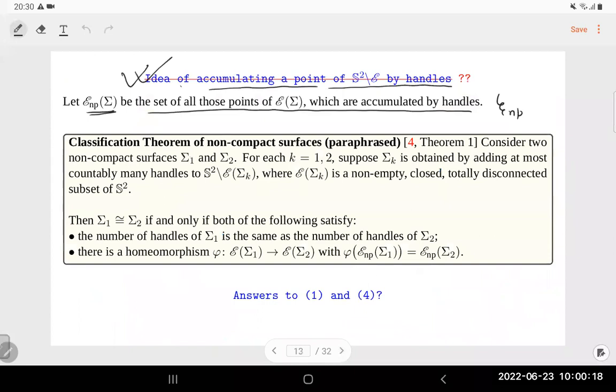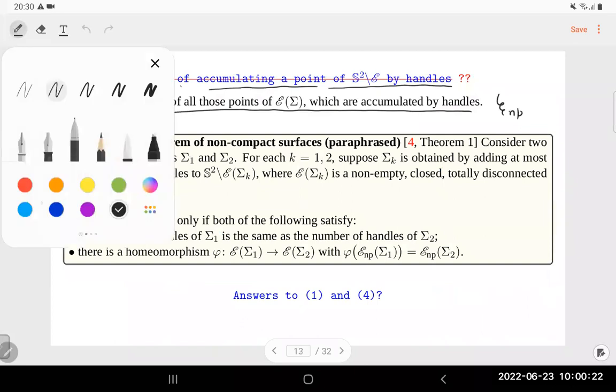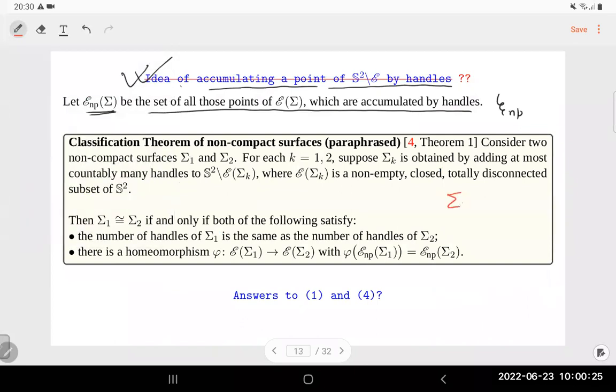Okay, so here is the classification theory. Classification theory says that suppose you are given 2 surfaces, sigma 1 and sigma 2, and the corresponding puncture sets are given by this. This is the puncture set, a non-empty, closed, totally disconnected subset of H2. Okay, so classification theory says that these 2 surfaces are homeomorphic if the number of handles is equal to the number of handles, which is called genus.